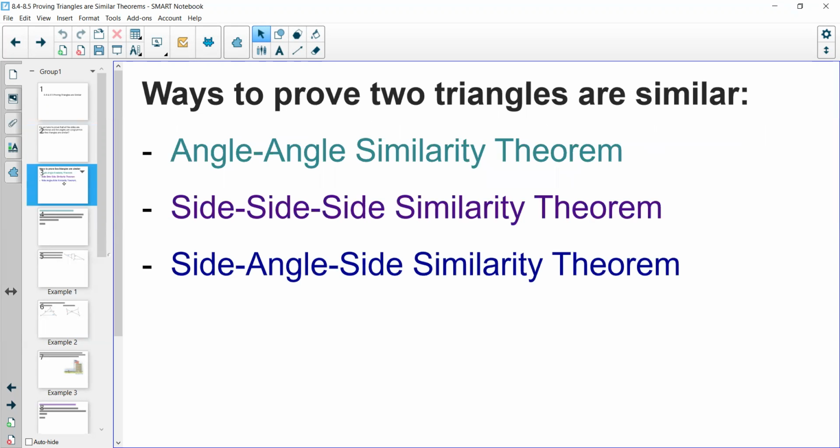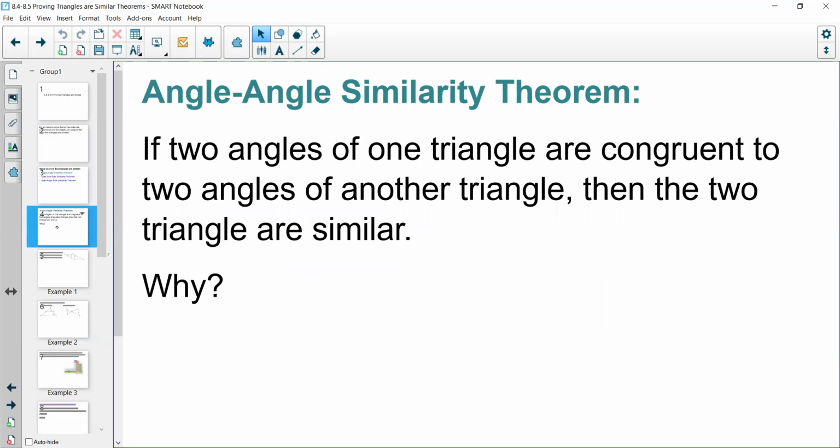There are actually three ways that we can prove two triangles are similar. One is by the Angle-Angle Similarity Theorem, which basically says that if two angles are congruent, all three angles are congruent, therefore the triangles are similar. Another is by the Side-Side-Side Similarity Theorem, and the third is by the Side-Angle-Side Similarity Theorem. We're going to take a look at each of these three theorems and then use them to show that triangles are similar. So let's take a look at this first one here, the Angle-Angle Similarity Theorem.